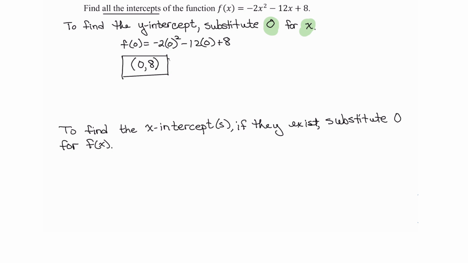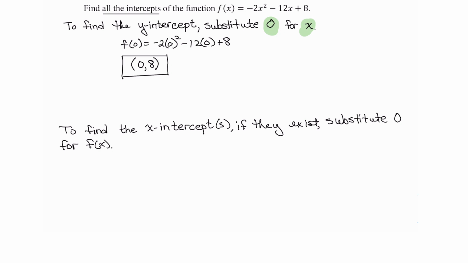And notice that when we have a constant term for our quadratic function, 0 comma the constant is what we will always have for our y-intercept. Next, let's find the x-intercepts, if they exist.